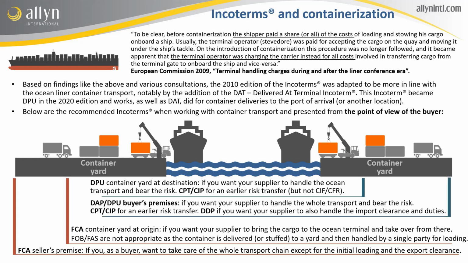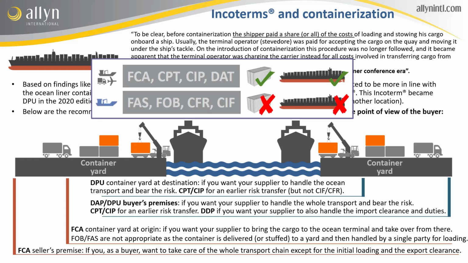Finally, if you want the container delivered to its final destination, you can choose DAP or DPU by its premises, or CPT-CIP for an earlier risk transfer, or finally DDP if you want your supplier to also handle the import clearance and duties. In a nutshell, the omnimodal Incoterms are applicable for container transportation, and the sea and inland waterway ones, FAS, FOB, CFR and CIF, are not.